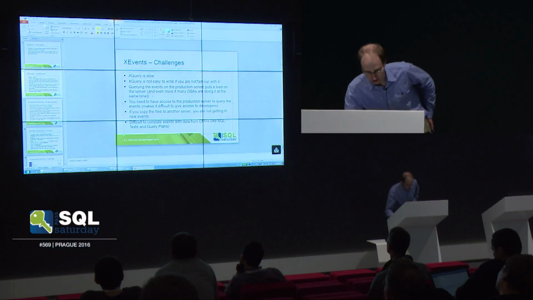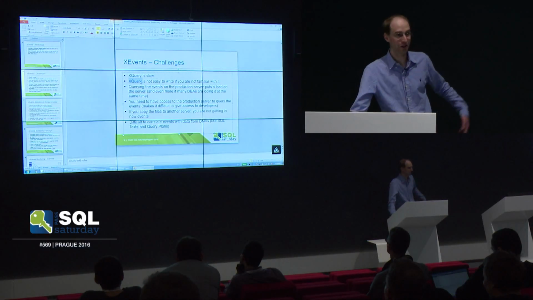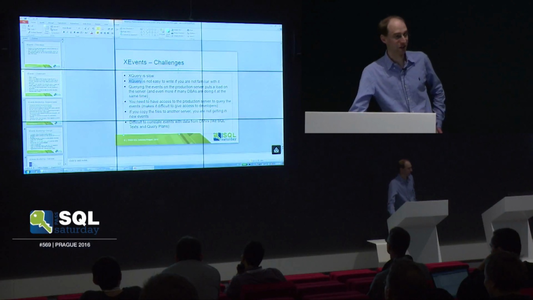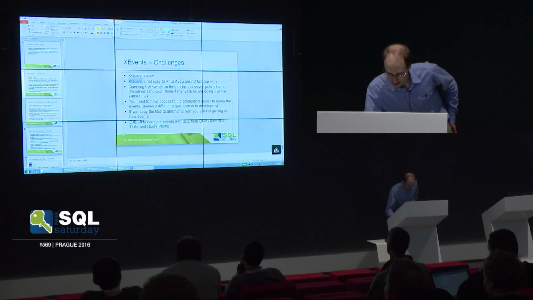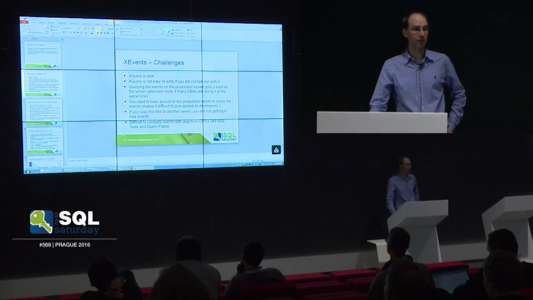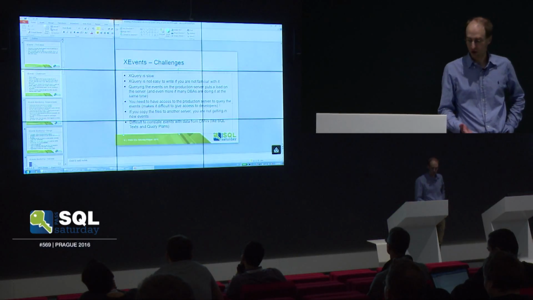Here are some of the challenges that we ran into in the beginning. XQuery is not really easy if you're not familiar with it, and even less so in a critical situation. Another thing is, of course, that sometimes you want to give some people access to this performance monitoring data who don't have access to the production server. How do you solve that?